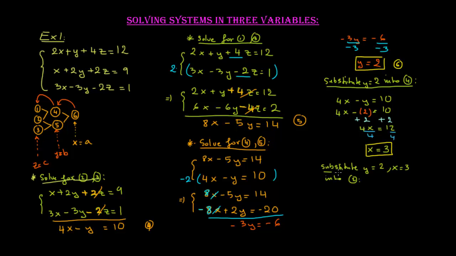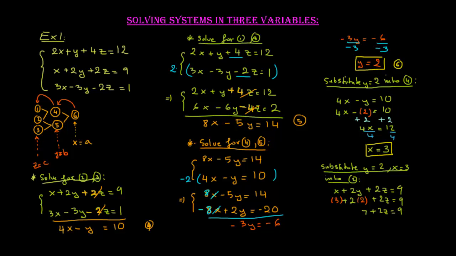Our second equation is x plus 2y plus 2z equal to 9. Then we have x is 3 and y is 2. So we have 3 plus 2 times 2 plus 2z equal to 9. I skipped some steps here to save space. 2 times 2 gives me 4, plus 3 gives me 7, plus 2z equals 9.